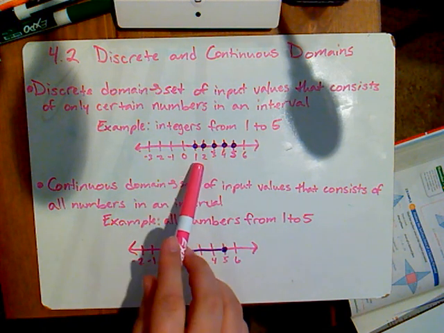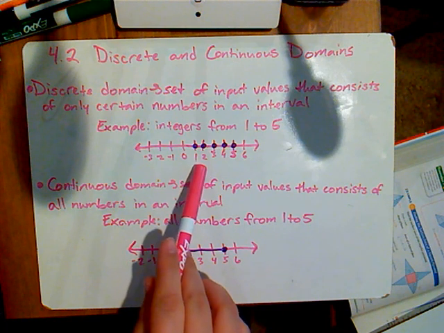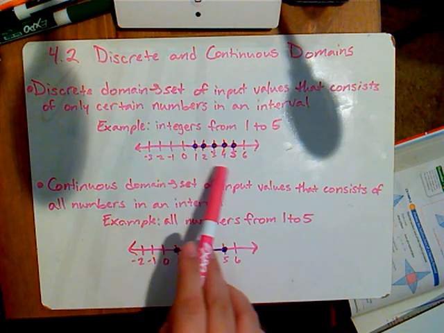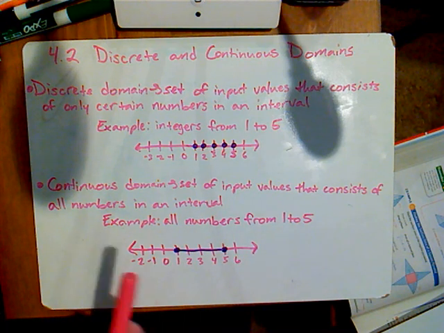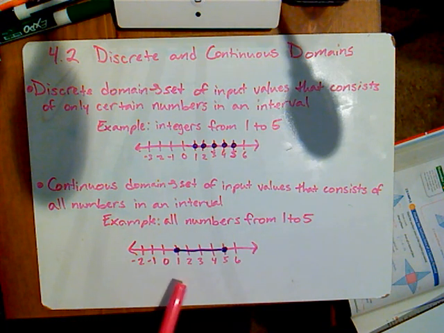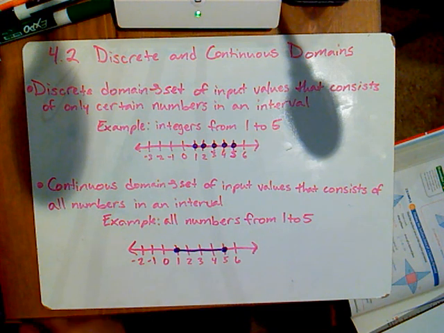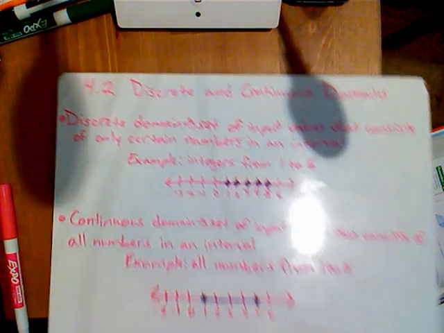Okay, so discrete are certain numbers in an interval, so they're going to be whole numbers. The continuous domain are all the numbers in an interval, including any decimals. So those are your key words for this lesson. Now we're going to do a couple of examples so you guys can see how to do this for your homework.